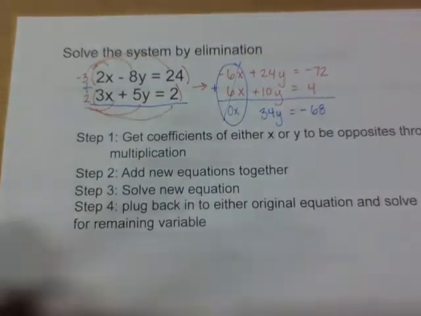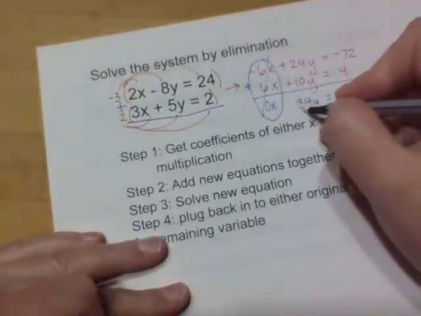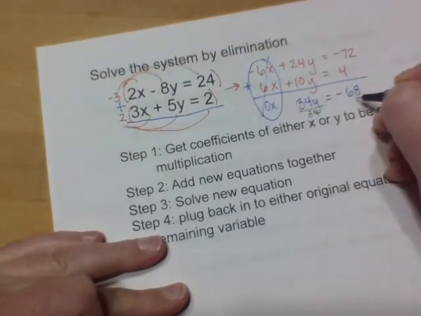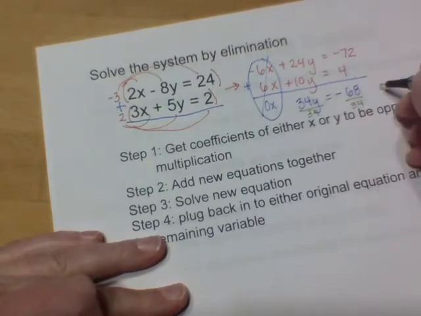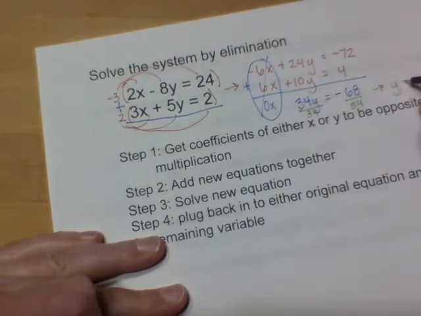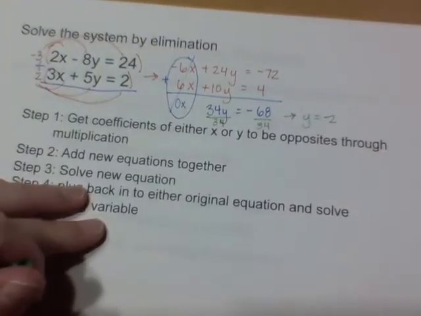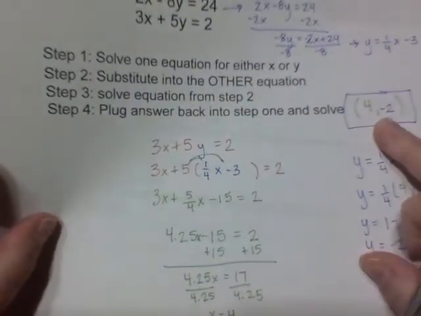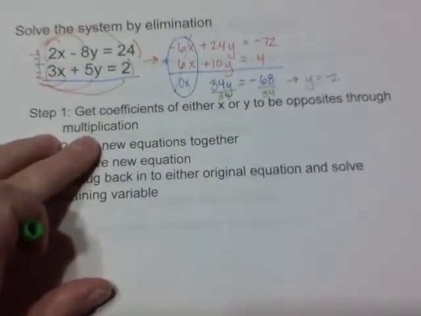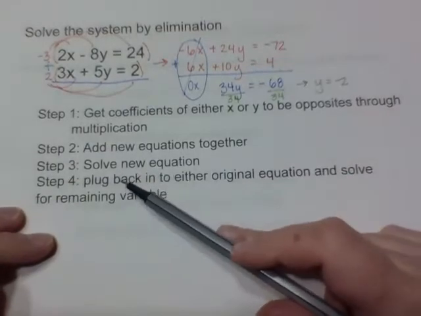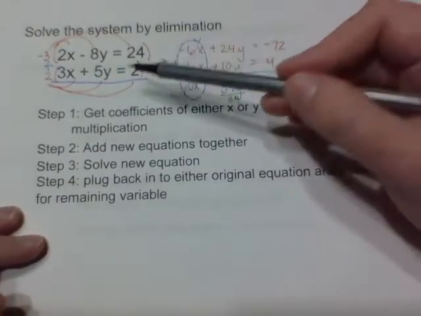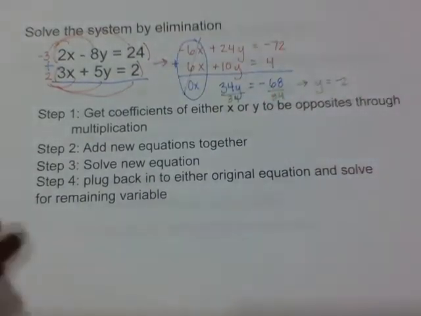If we then take the time to divide by 34, we now get a y of -2. Huzzah, because we had that as our answer before. So we know that y is -2, and now we're going to plug it back into either of the original equations and get our x value.